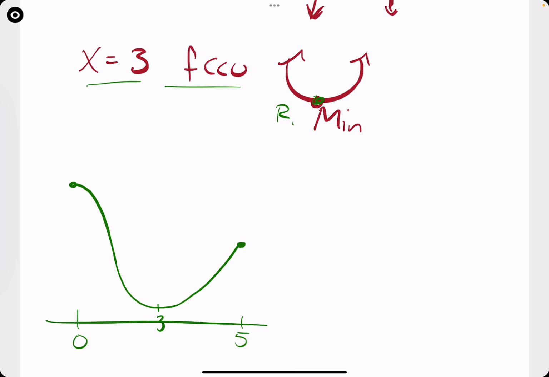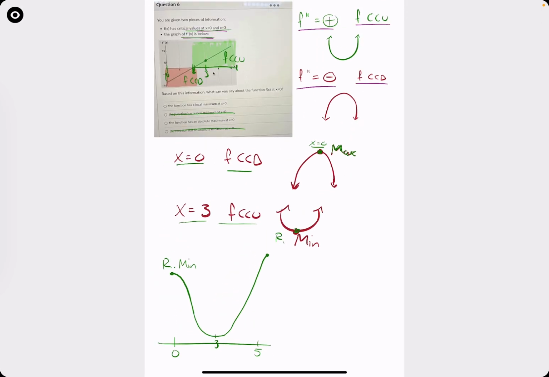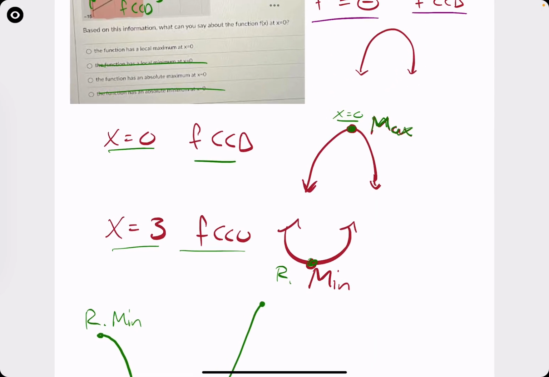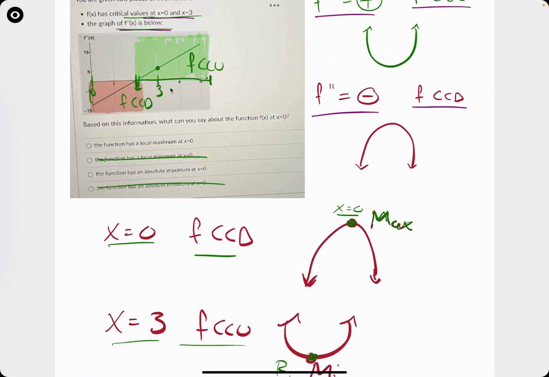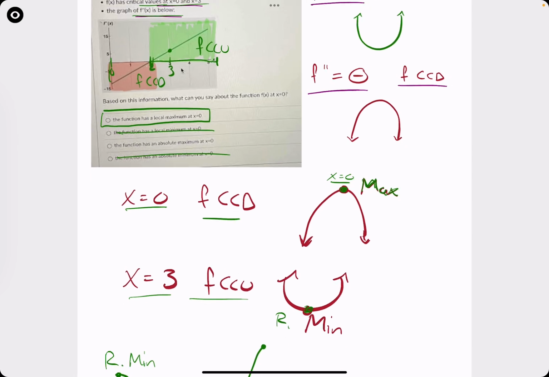Like the function could end right here at 5, in which case this would be an absolute max. But we don't know that this function ends as low as that. Like this could just shoot up, and this could be a higher point at x equals 5 than this point, which would make this not an absolute max, but really just a relative max or a local max. So I'm going to go with a local max, because that's all we can say with certainty. It's some sort of local max.